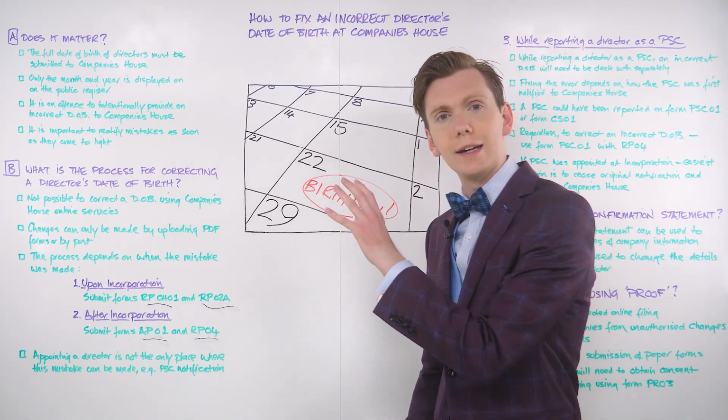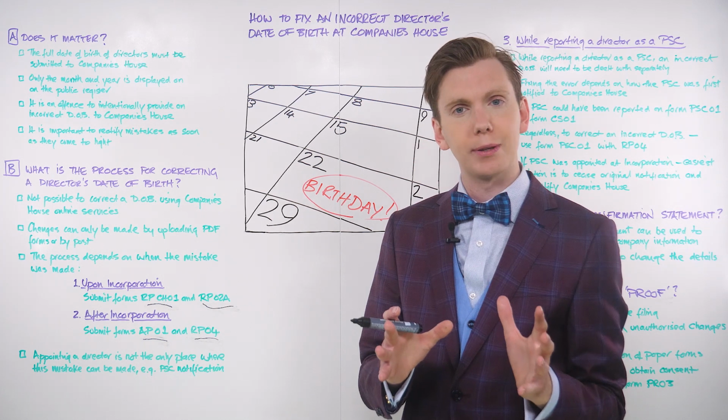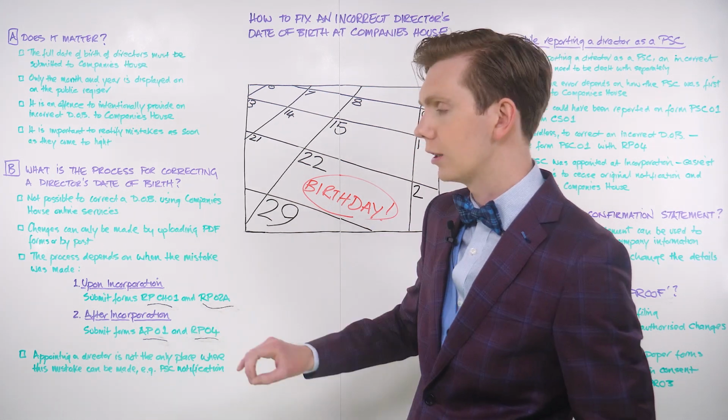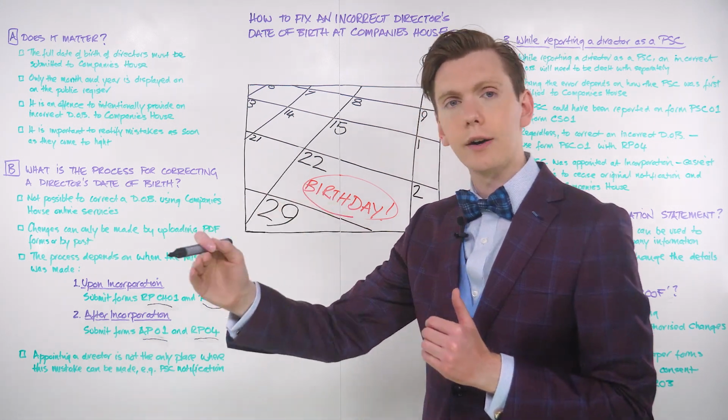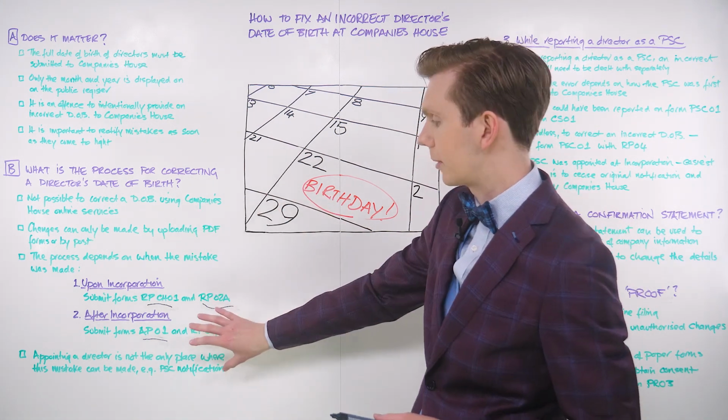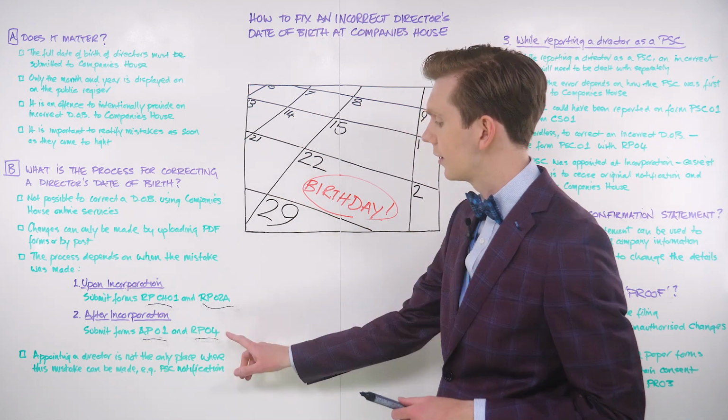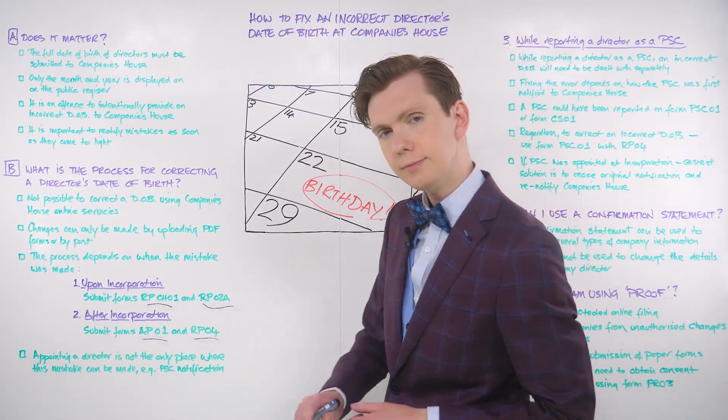So to summarize, if the director's date of birth was incorrectly submitted on incorporation, you need the RPCH1 and RP02A. But if it was submitted incorrectly after incorporation, then you'll need to submit the AP01 together with the RP04.